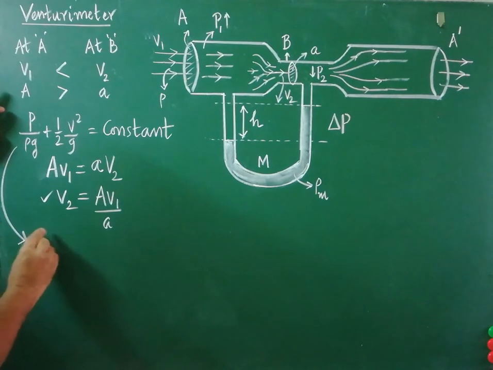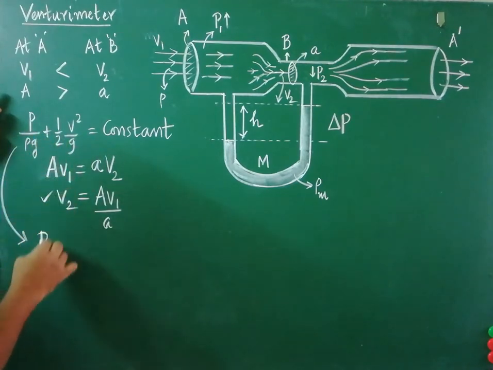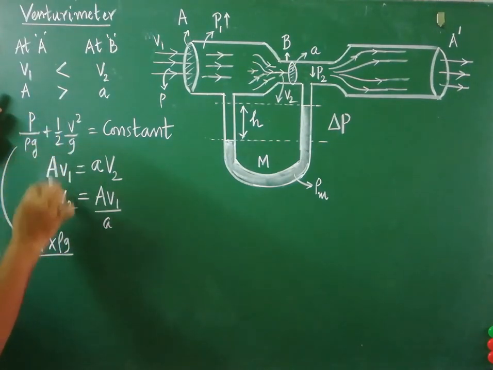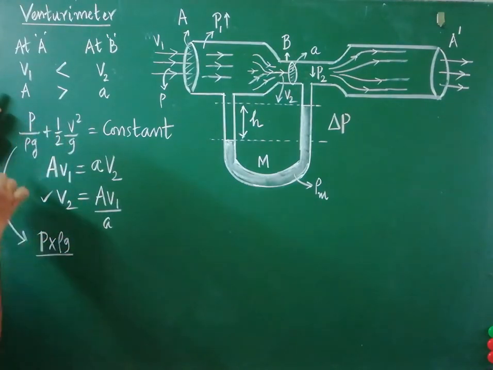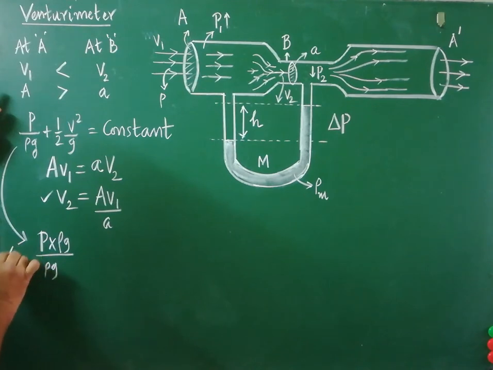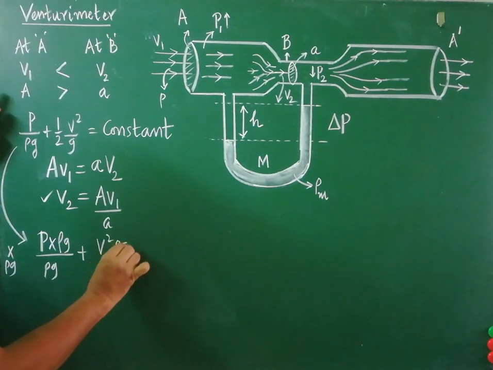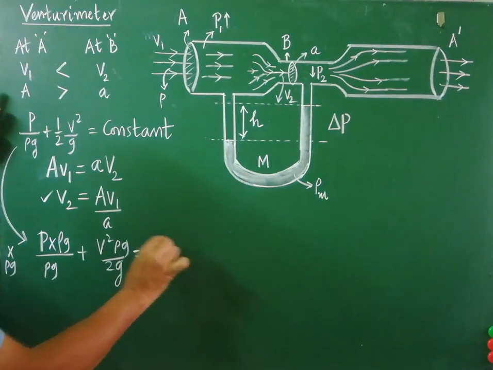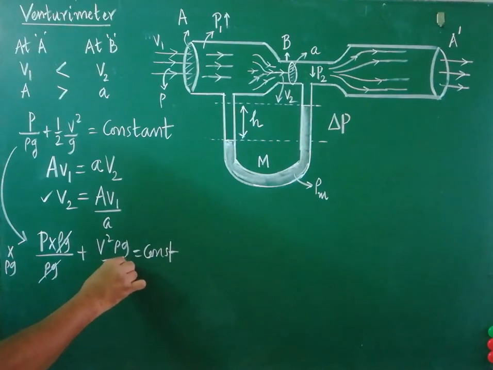Look at that. I am going to rewrite the equation. Each factor must be multiplied by rho g. Already rho g is there in the denominator, and in the numerator rho g is to be multiplied. Are you clear? Throughout you can multiply. So P by rho g multiplied by rho g, plus v square by 2g multiplied by rho g, is a constant. Now rho g can be cancelled, g can be cancelled.